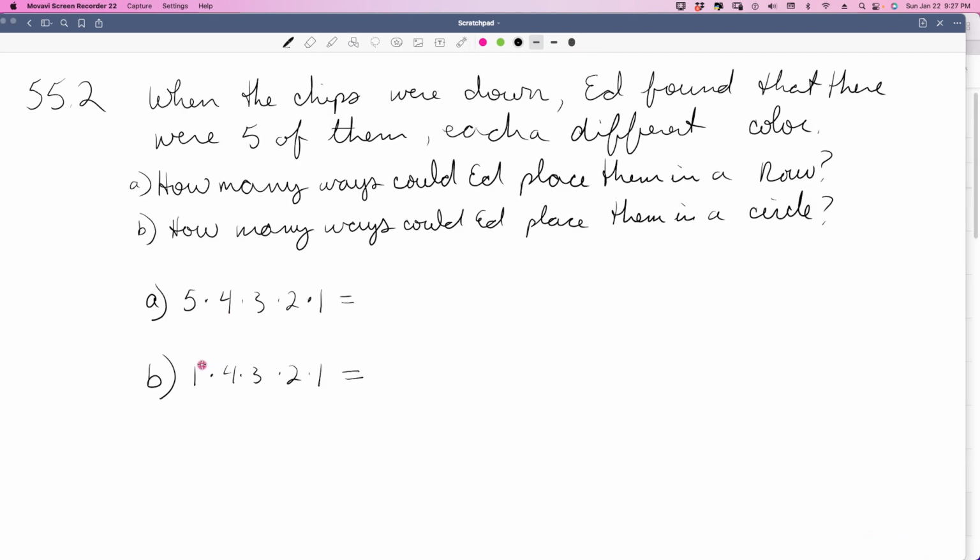So when the chips were down, Ed found that there were 5 of them, each a different color. How many ways could Ed place them in a row? How many ways could Ed place them in a circle?